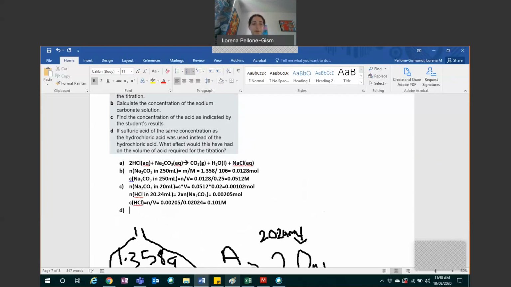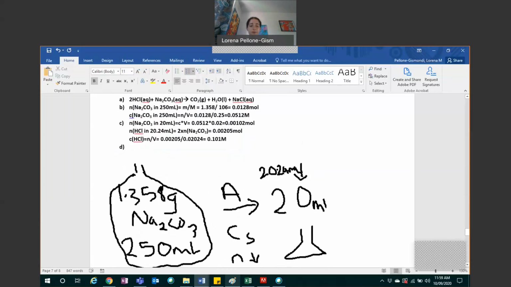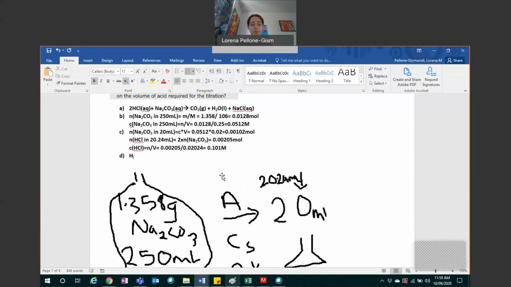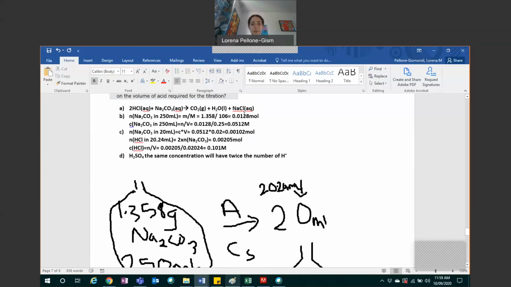Now for part D: if sulfuric acid of the same concentration was used, what effect would this have on the volume of the acid? We know that sulfuric acid is different to hydrochloric acid in that it is diprotic, which means that the same concentration will have twice the number of hydrogen ions. So that means the mole ratio will be different. Let's work it out for sulfuric acid.